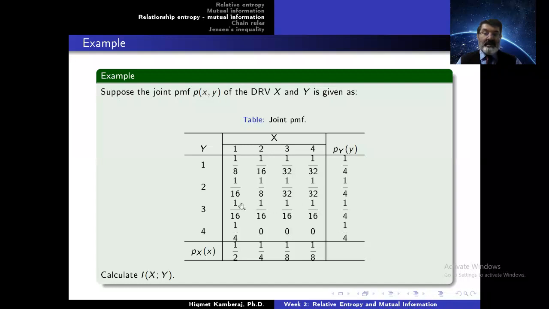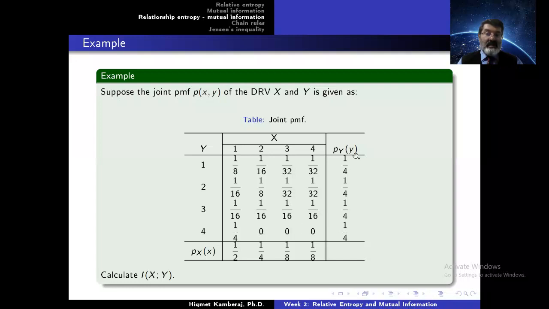And if I go to the third row, y is equal to 3, and x moves 1, 2, 3, and 4. And we read the joint probability mass function as 1 over 16, 1 over 16, 1 over 16, 1 over 16. On the last row, y is equal to 4, and x moves 1, 2, 3, and 4. So I have p of 1 and 4, 1 over 4, then p of 2 and 4, 3 and 4, and 4 and 4 are all equal to 0.